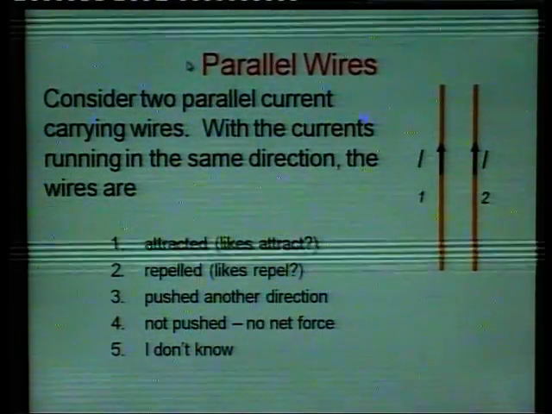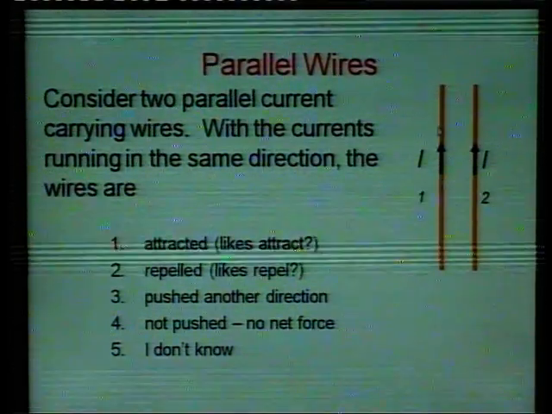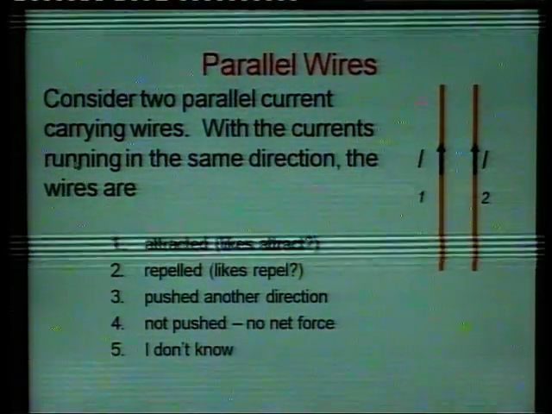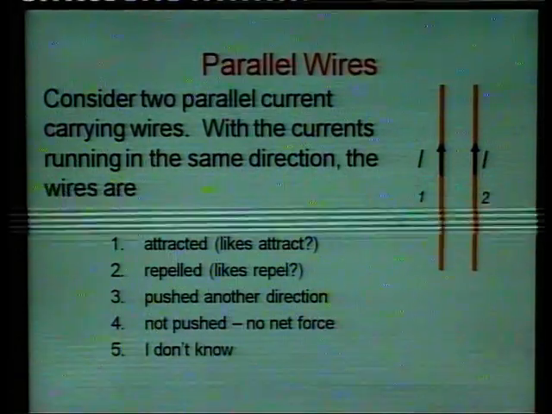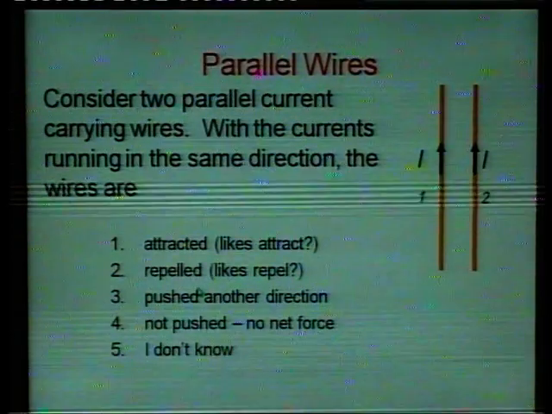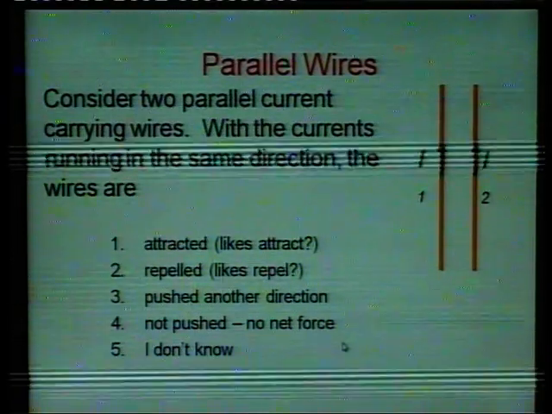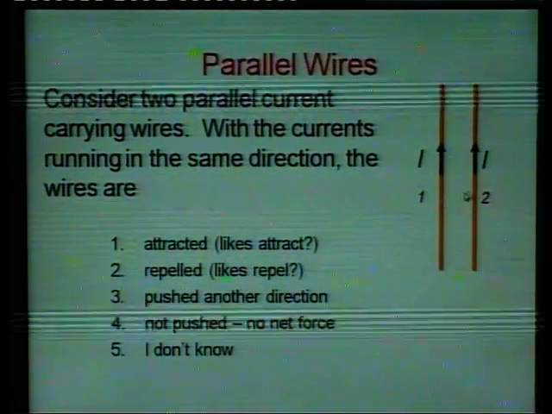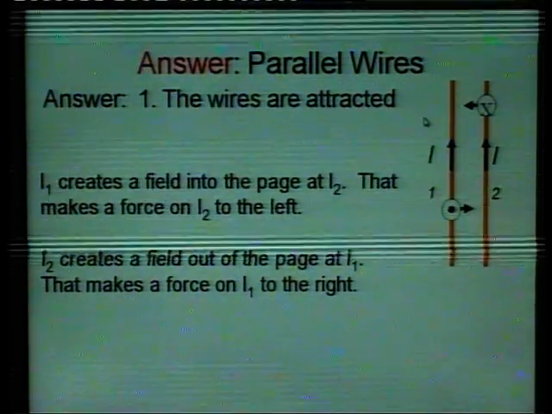Next let's solve a few problems on parallel wires. Two wires are here, 1 and 2, both carrying current. Consider two parallel current carrying wires with the currents running in the same direction. So the current is moving in the same direction. The options are: the wires are attracted, repelled, pushed another direction, not pushed so no net force acts, or I don't know. So what is the correct answer? When two parallel wires carry current in the same direction, the wires are attracted. How?